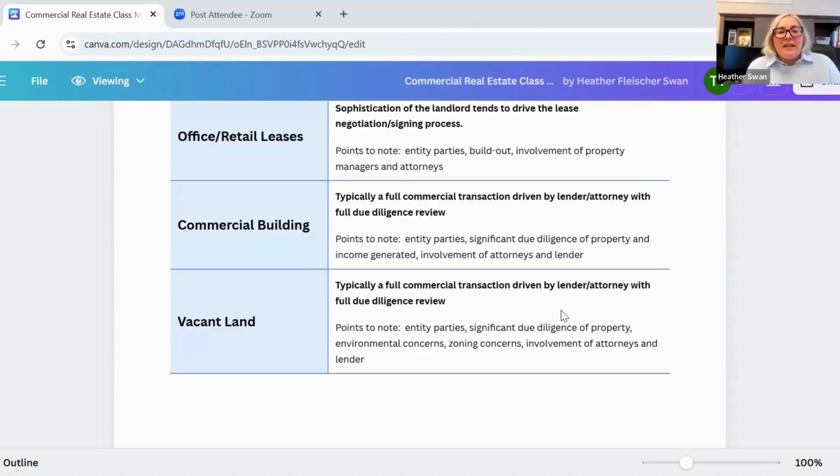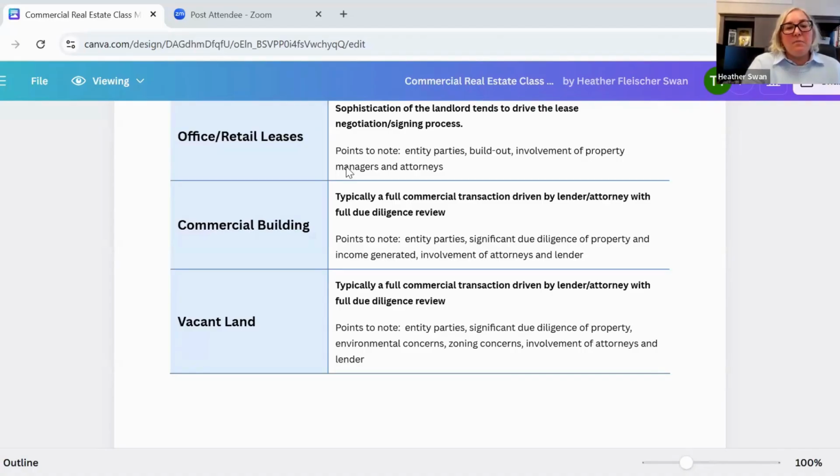And then finally, vacant land, right? It's a land contract, so in some instances it's easier than if there's a building involved. Again, typically if it's vacant land for commercial purposes, it's going to be a full commercial transaction, again driven by the lender and the attorney.